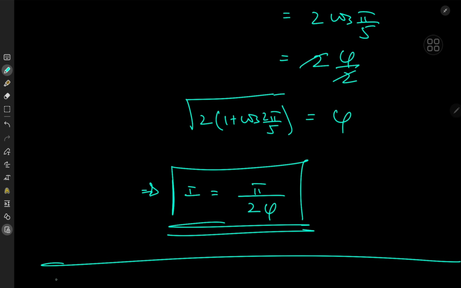So we started off with the integral of a rational function that had a trig ratio in it, and we somehow arrived at pi and the golden ratio, which is pretty dope.